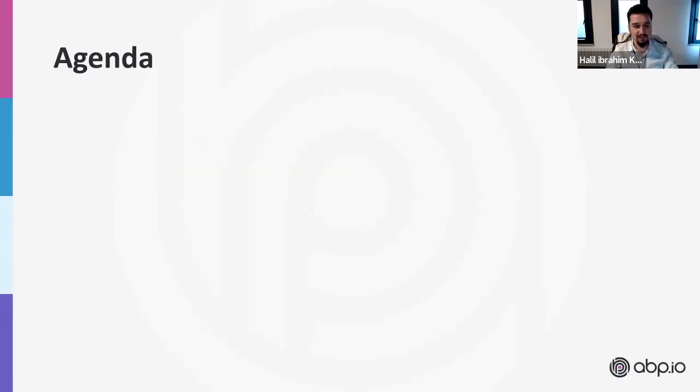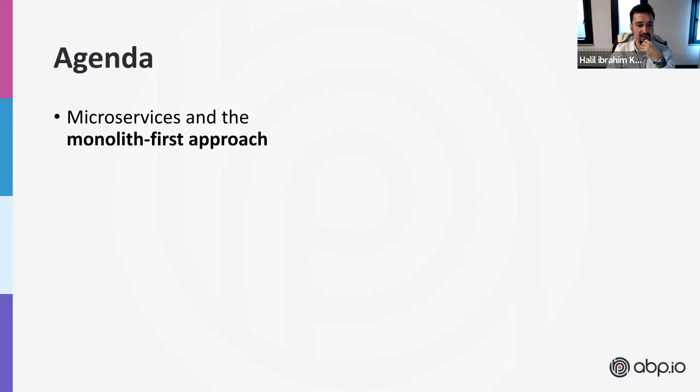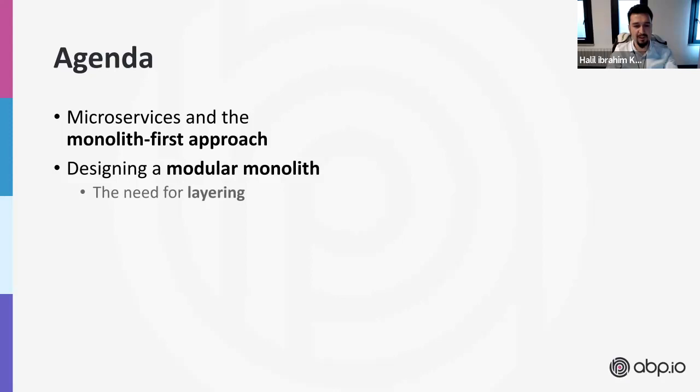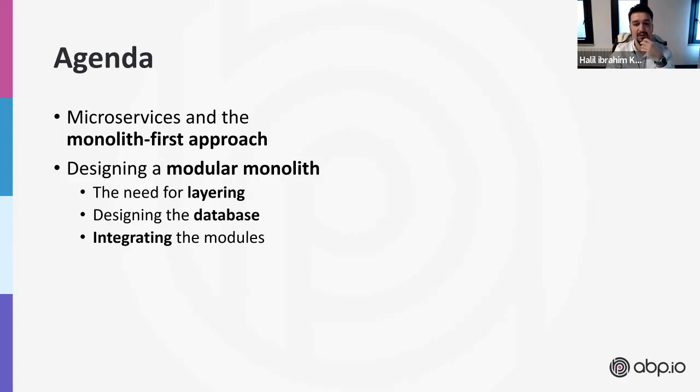Okay, let's start from the agenda first. I will start with defining what is the microservice and also what's the monolith first approach. And then I will mention how to design a modular monolith system by using layering, by designing the database, and finally integrating the modules with each other.